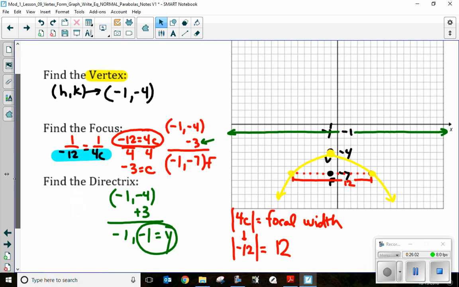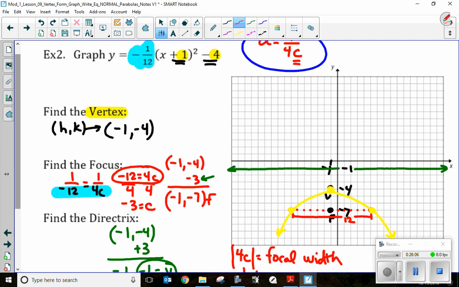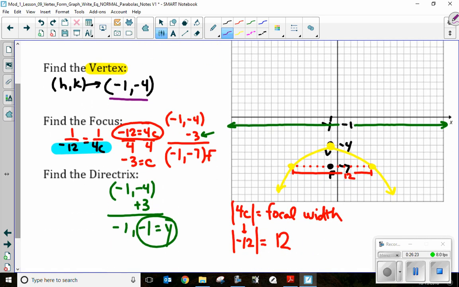All right, let's look. We found our vertex, easy peasy. Let's go purple because we didn't use it. Vertex, done. HK. Focus. I need to solve for C. I need to use this bad boy right here. Okay, so I set my A value and set it equal. Boom. So 4C equals negative 12. Therefore, C is negative 3.